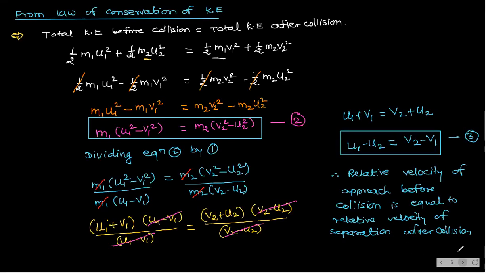See, the last equation I got, that is u1 minus u2 is equal to v2 minus v1, right? Now I want to substitute this v2 value. From this can I write like this? v2 is u1 minus u2 plus v1. Yes, just v1 I have transferred this side, so u1 minus u2 plus v1.